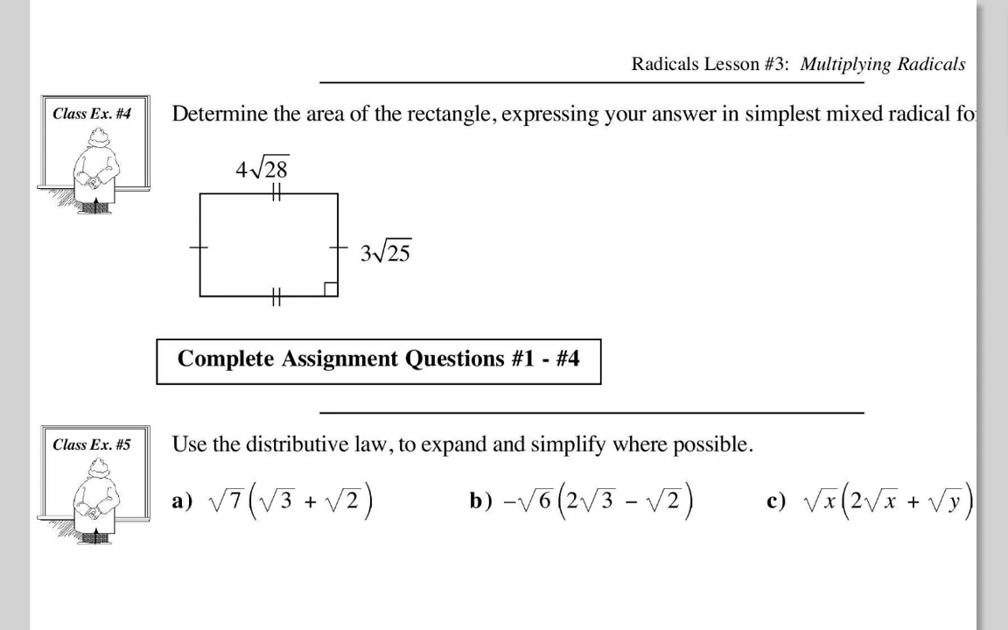You're just given a rectangle, but the length and the width are given as radicals. So what is the area of a rectangle formula? Length times width. So you have 4 root 28 multiplied by 3 root 25. So here's what they're talking about. Put 28 and 25 together, not with addition, with multiplication. 28 and 25 makes 700. That one's actually an easy one because it's a factor of 100.